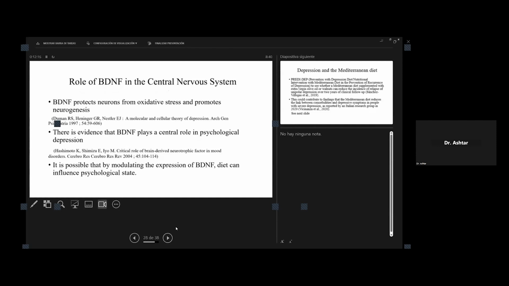Role of BDNF in the central nervous system. BDNF protects neurons from oxidative stress and promotes neurogenesis. There is evidence that BDNF plays a central role in psychological depression.